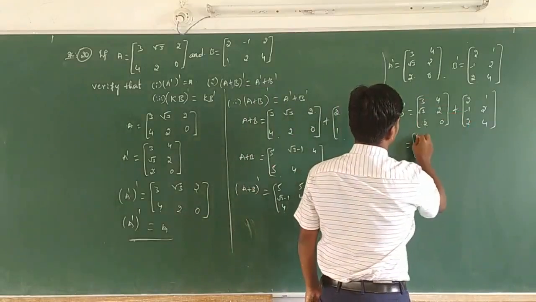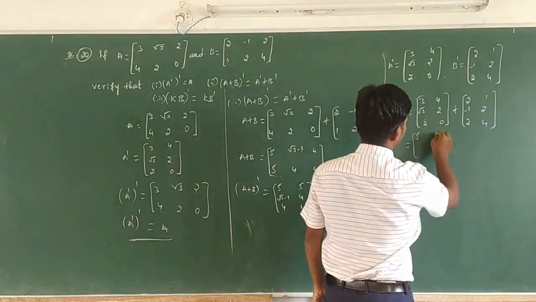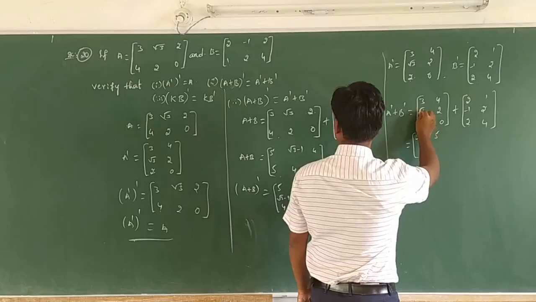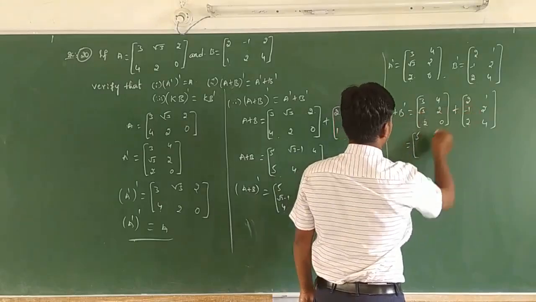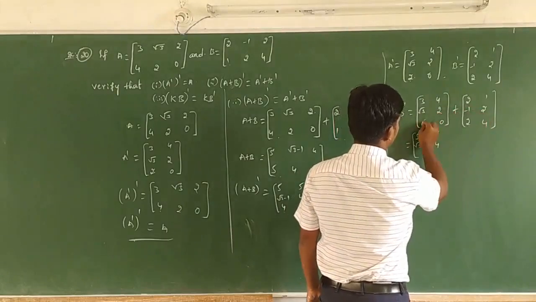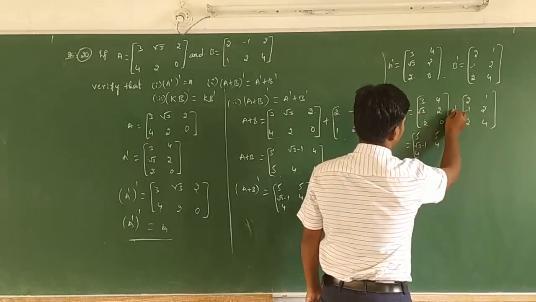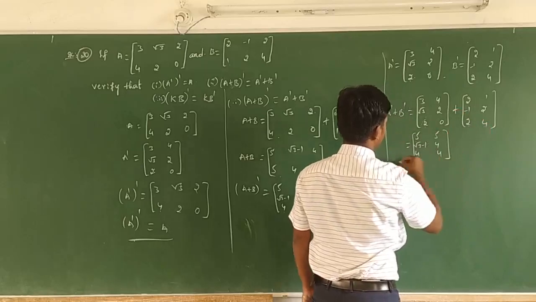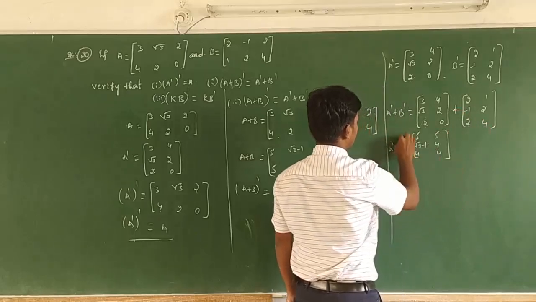So what do we write? 3 plus 2 is 5. Next 4 plus 1 is 5. Next root 3 plus into minus, minus, root 3 minus 1. 2 plus 2 is 4. 2 plus 2 is 4. 0 plus 4 is 4. This is what? A transpose plus B transpose.